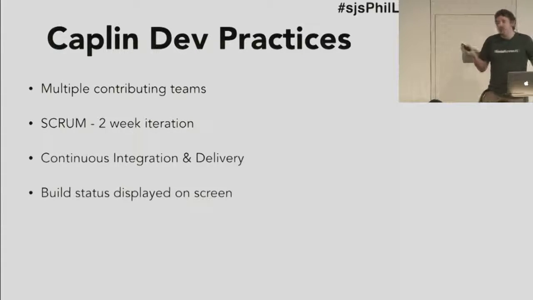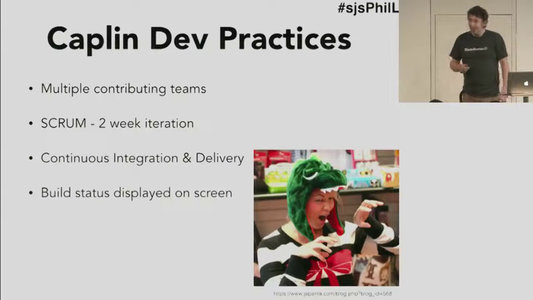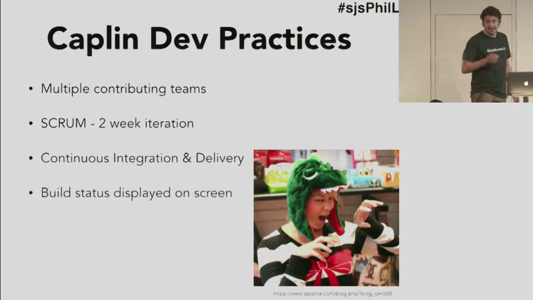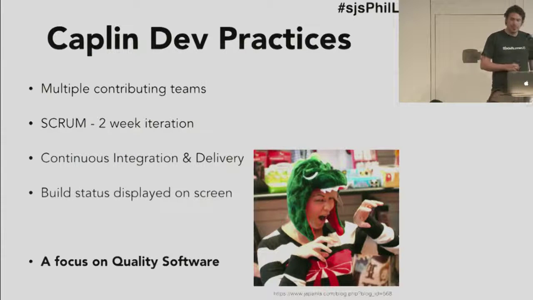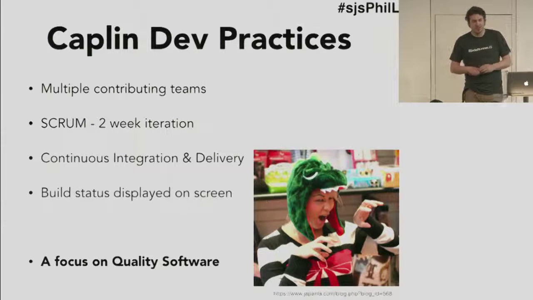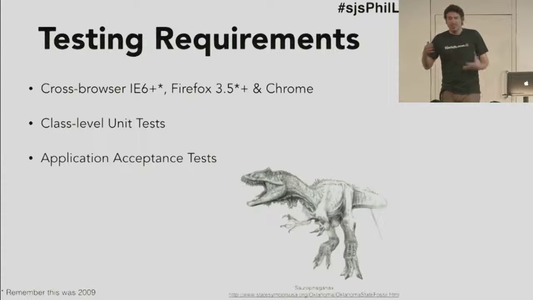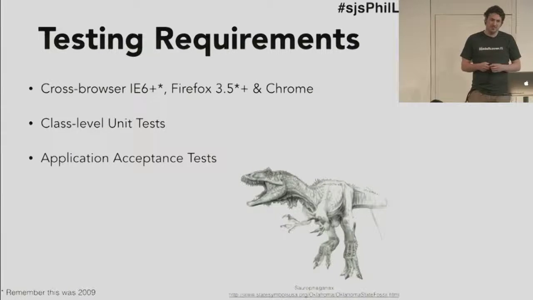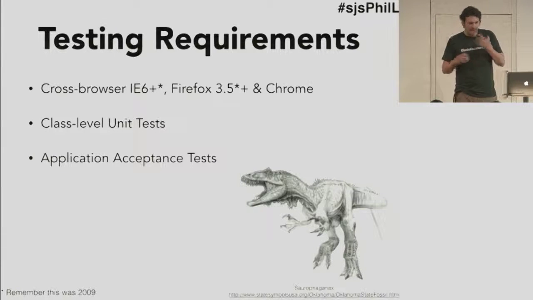We had a build status screen, which is really trendy back in 2009. When it broke, you obviously wore a silly hat, or I think we had a rubber chicken that you had to have, and Andy's actually got that in his office now. But the point is that it's a focus on building quality software in an iterative way. Part of that is obviously testing. A massive part of it is testing. So we had requirements. Back then it was IE6 plus Firefox 3.5. So this is actually taken 2010, I think. Chrome.